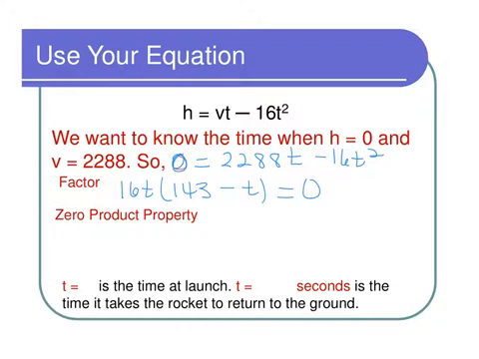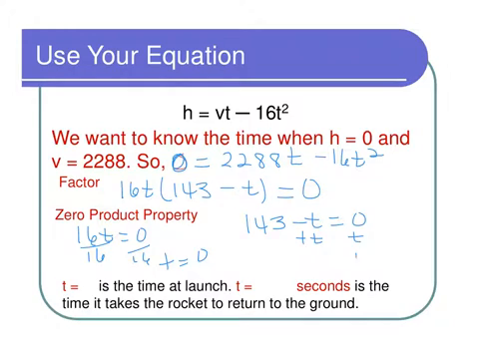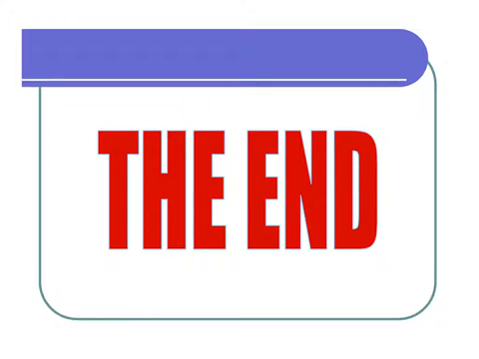And that equals 0. So with my zero product property, I can set 16t equal to 0. I divide by 16. That gives me t equals 0. That's at time 0, so that's not going to work. But 143 minus t equals 0. My other factor, I add t to each side, and I get t equals 143 seconds. Oh wait, t equals 0 is the time at launch, and t equals 143 is the time it takes the rocket to return to the ground. The end.